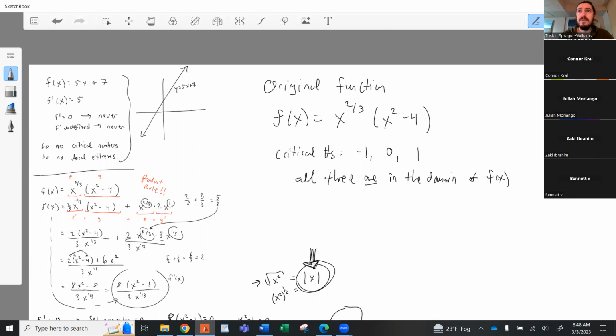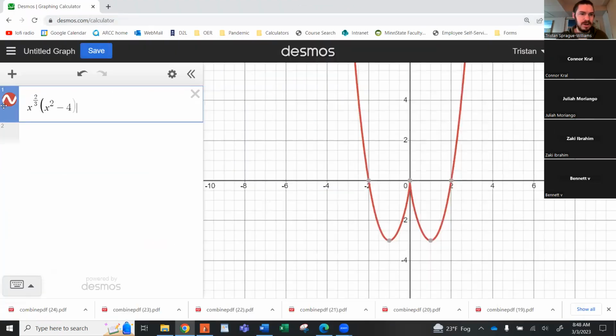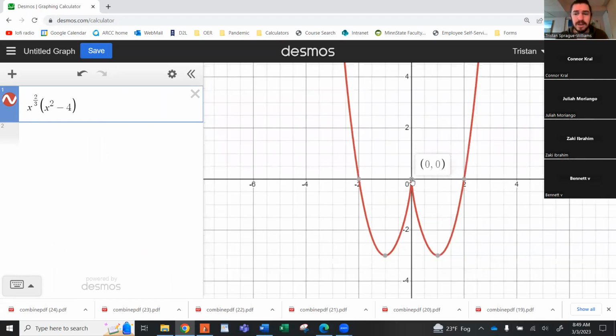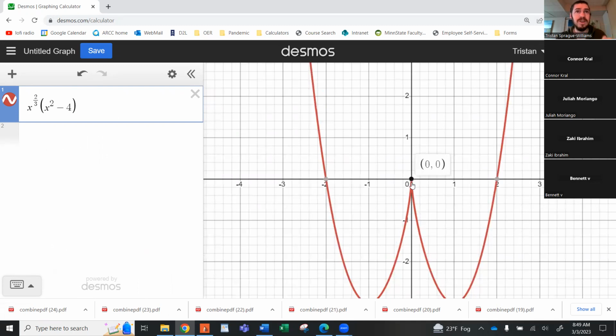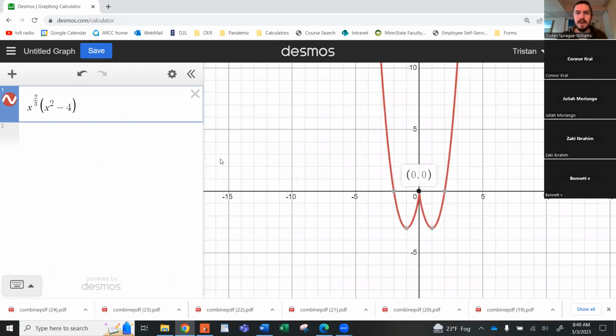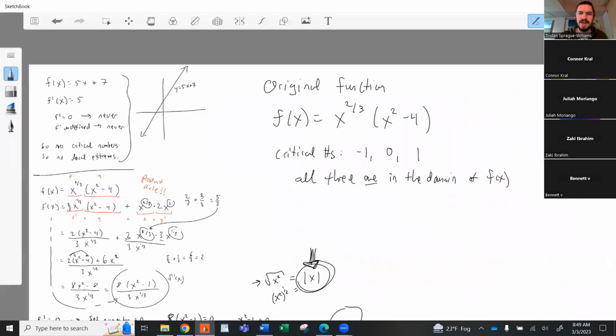And if we look at the graph, which I'm holding off on teaching you exactly how to determine which critical numbers are local maximums and which are local minimums, because that's a topic for the next section. But if we look at the graph of this function, we could see it has local minimums at both x equals -1 and x equals +1, and then a local maximum at that x value where the function's derivative was undefined, at 0. Okay, so that is the end of that example.